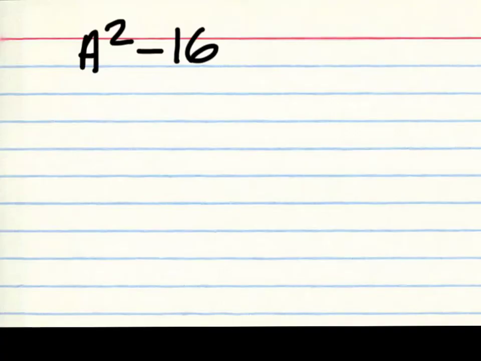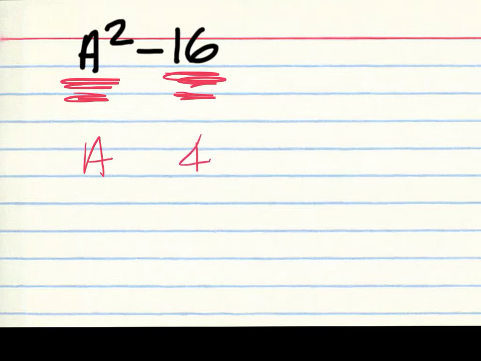Step 1 is to figure out if this is a perfect square and if this one is a perfect square. That means you can multiply something by itself to get this and this. The square root of a squared is a. The square root of 16 is 4. If you don't know that, use a calculator.